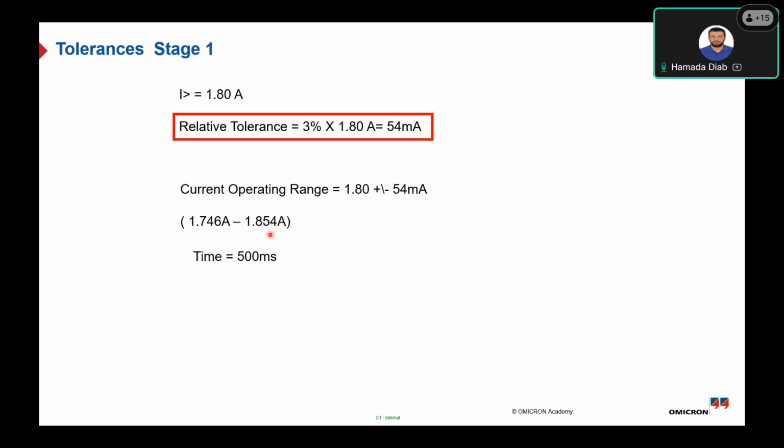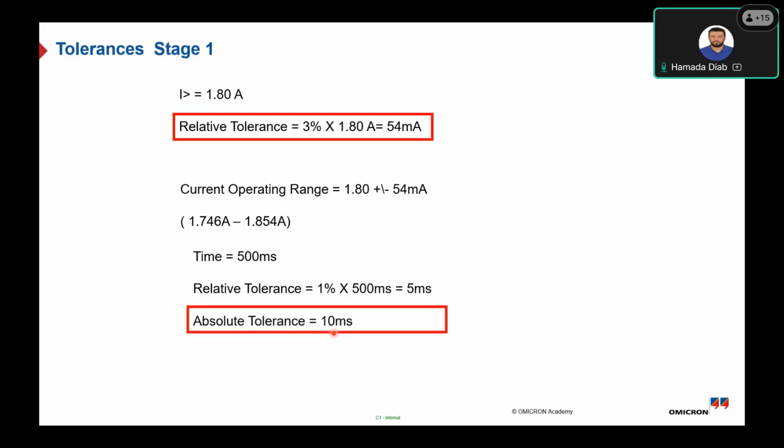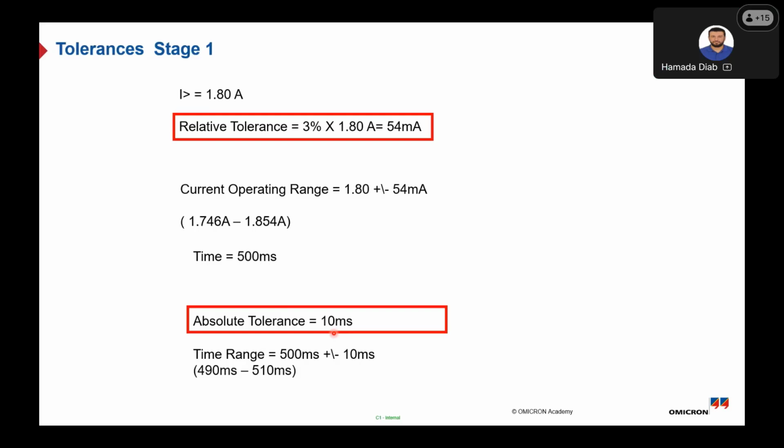Okay. For another example, for the trip time itself. The first stage is a definite time with 500 millisecond. Okay. So the relative tolerance is 1% multiplied by 500 millisecond, equal to 5 millisecond. And the absolute tolerance is 10 millisecond. Okay, so whichever is greater, the absolute, right? So we will take the absolute tolerance into consideration to identify the time range. So the time range should be 500 millisecond plus or minus 10 millisecond, which ranges between 490 millisecond up to 510 millisecond. Okay, so the tolerance limit defines the acceptable range of the test result.